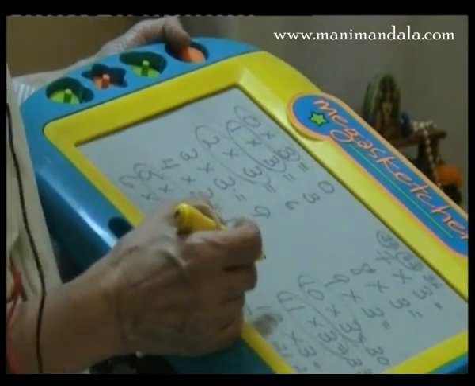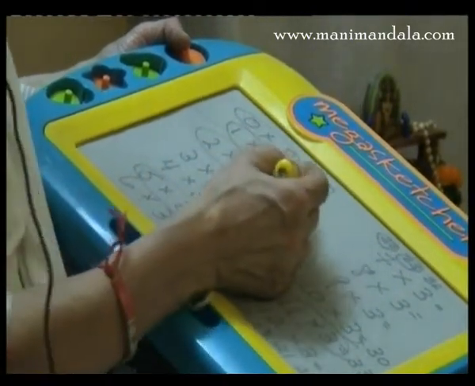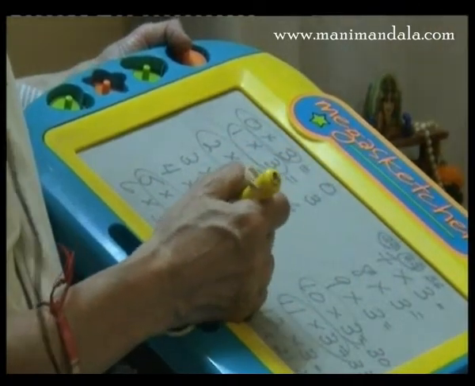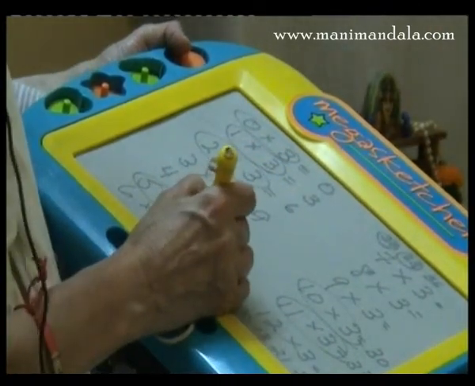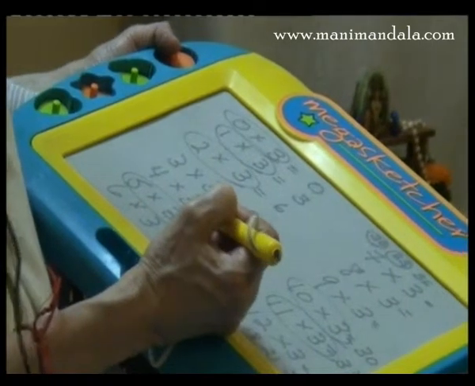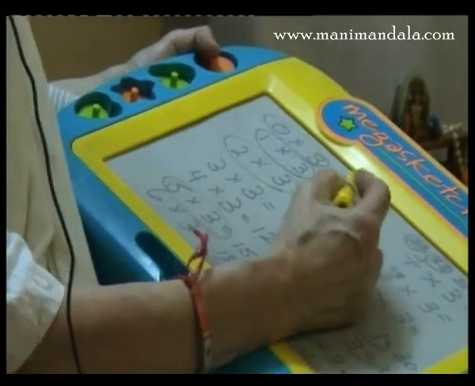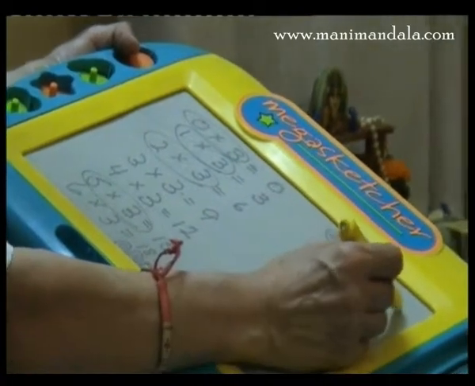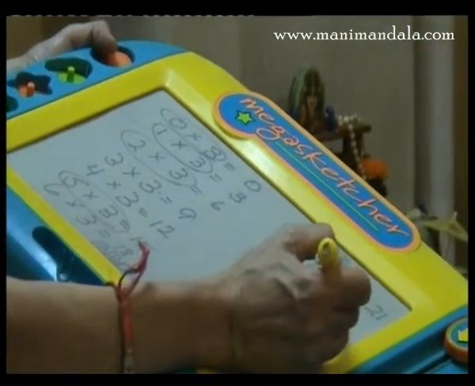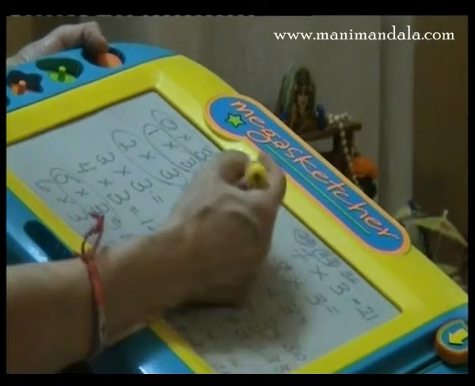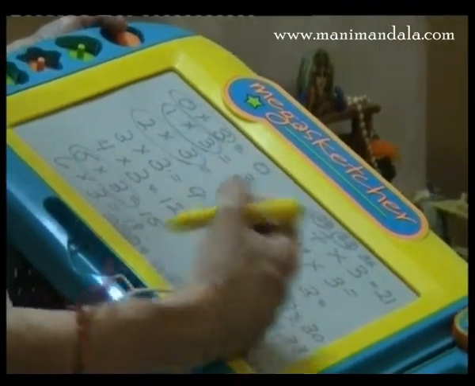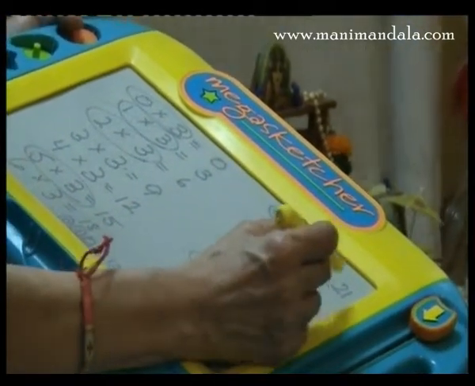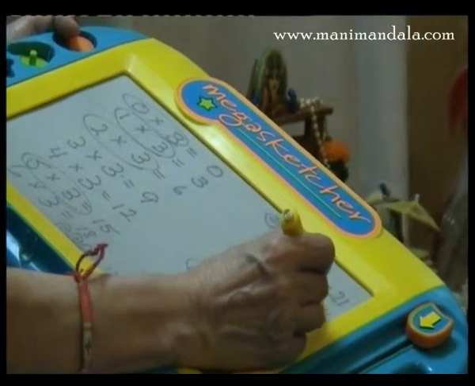15 we know. 0, 3, 6, 9, 12, 15? 18. 6 3s are 18. Okay. 0, 3, 6, 9, 12, 15, 18. Next, 21. 7 3s are 21. 0, 3, 6, 9, 12, 15, 18, 21, 24. Okay, plus 3.